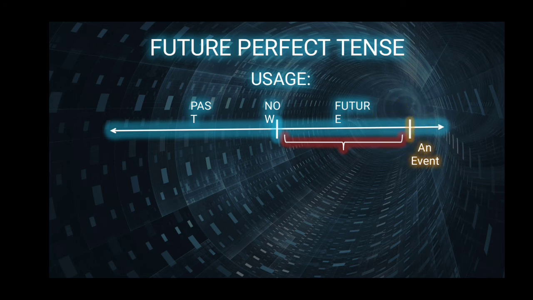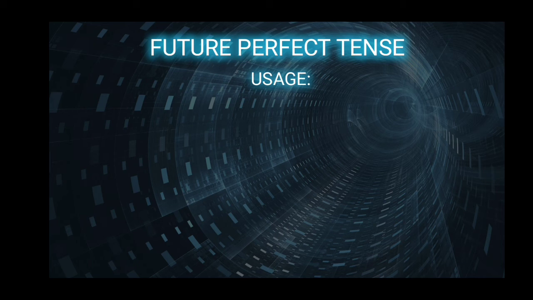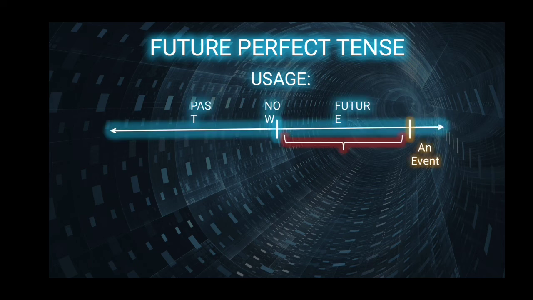The future perfect tense is used when you want to talk about an action that will be completed before another event in the future. Okay? Before another event in the future. So we are going to talk about what is happening between here and over here.